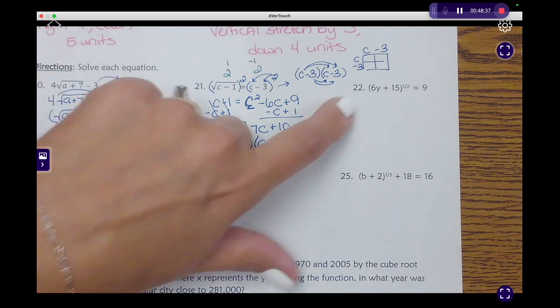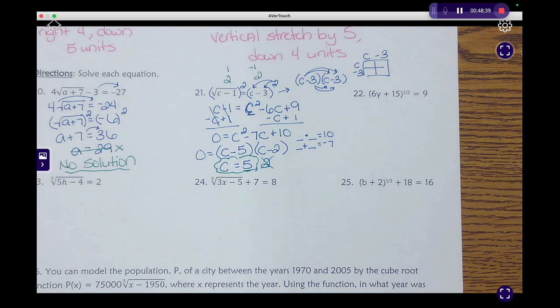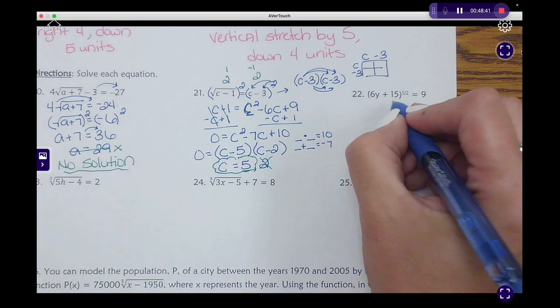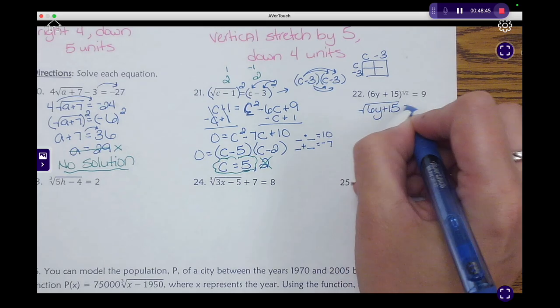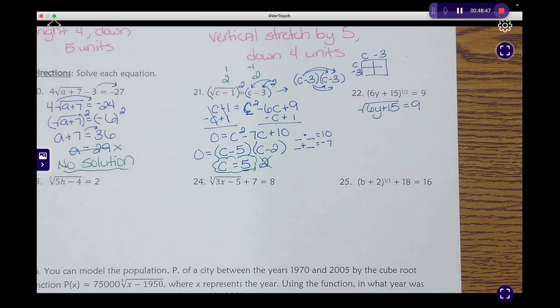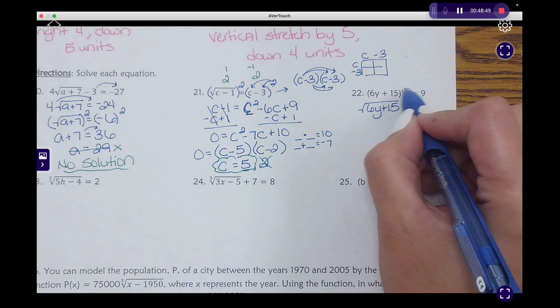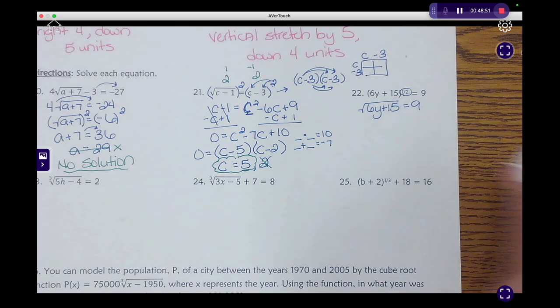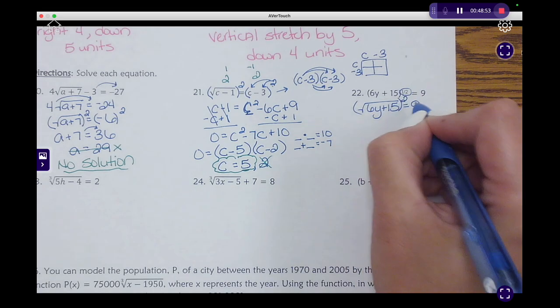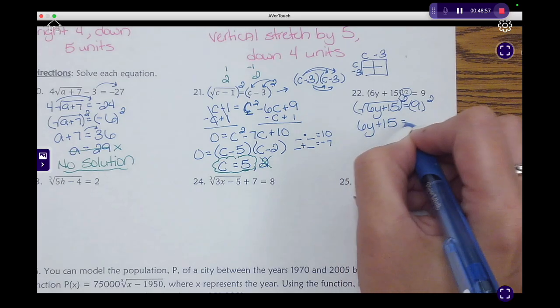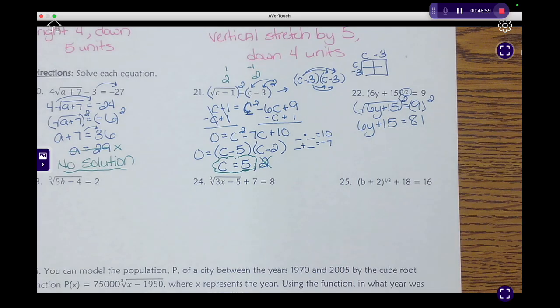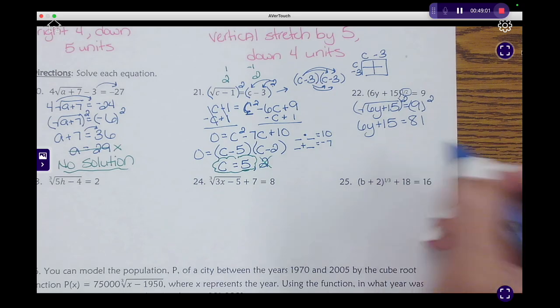Looking at the next one, you have a 1/2 exponent. That's the same thing as a square root. So I can rewrite this one as the square root of 6y plus 15 equals 9. The 1/2 exponent is the same as the square root. Now I would just square both sides. That gives me 6y plus 15 equals 81, and then I solve it like normal.